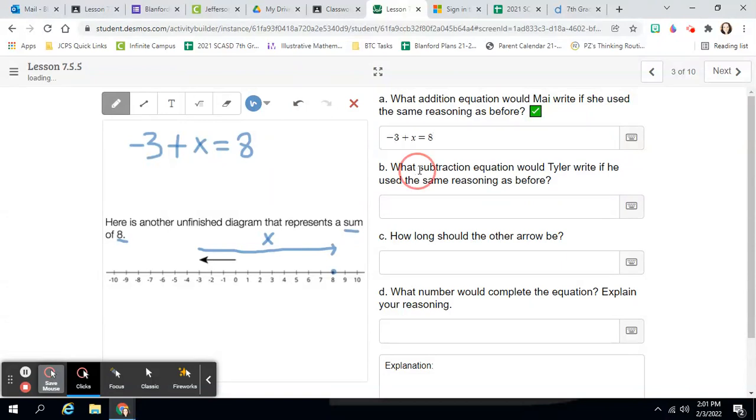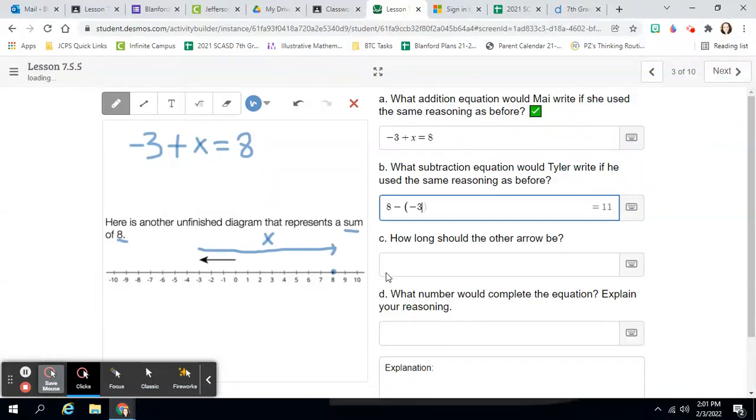This is the same thing, but what subtraction problem would Tyler write? So he instead did the subtraction problem to solve for the answer here. So he started with the 8 and subtracted the number that we knew, right? So he knew that we subtract out this -3, and that is going to give us the answer of x, okay?